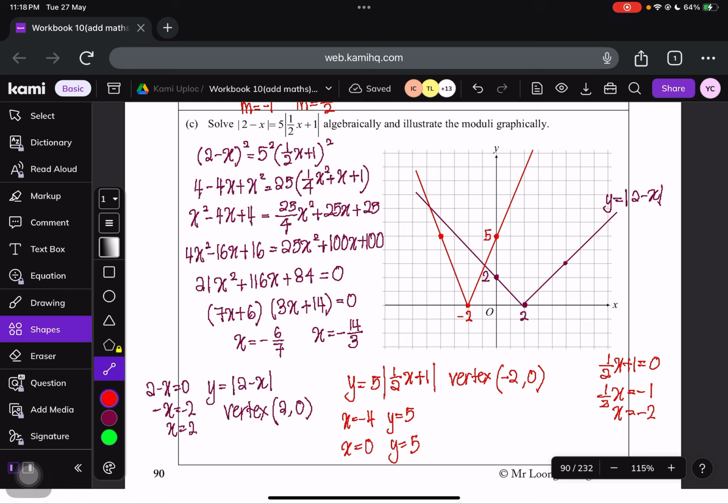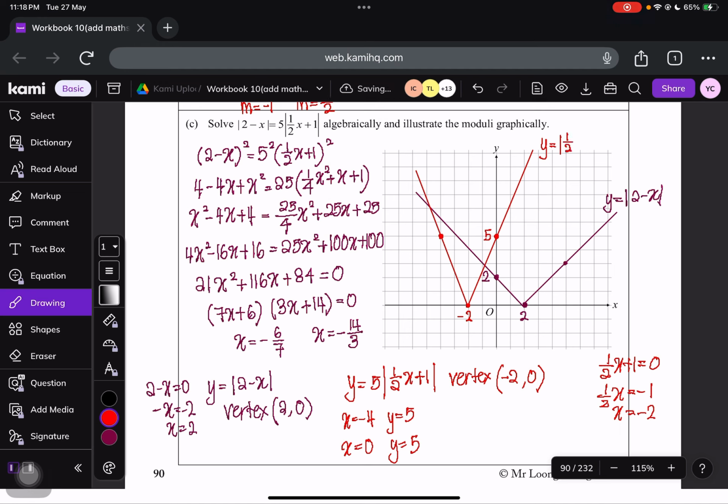Okay? So don't forget to label your graph again. Right? So remember to always label your graph because the examiner has no idea which graph you're talking about. Okay? Which graph is referring to which one. So always remember to label your graph.